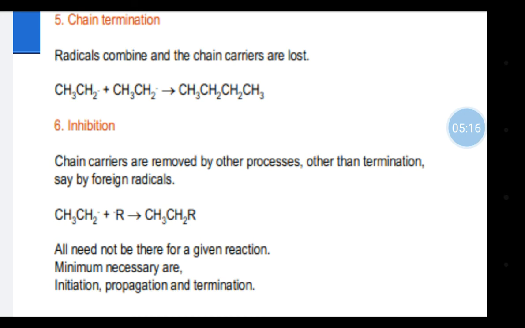Now we have discussed six different steps of chain reaction. All these steps need not be there for a given reaction. The minimum necessary are the initiation, propagation and termination. Others may be present or not.